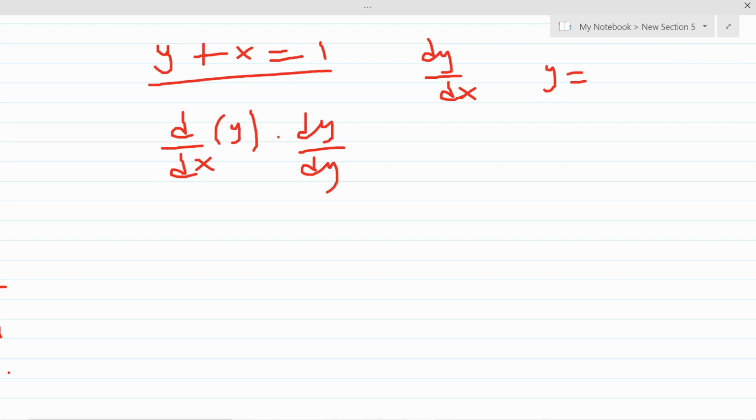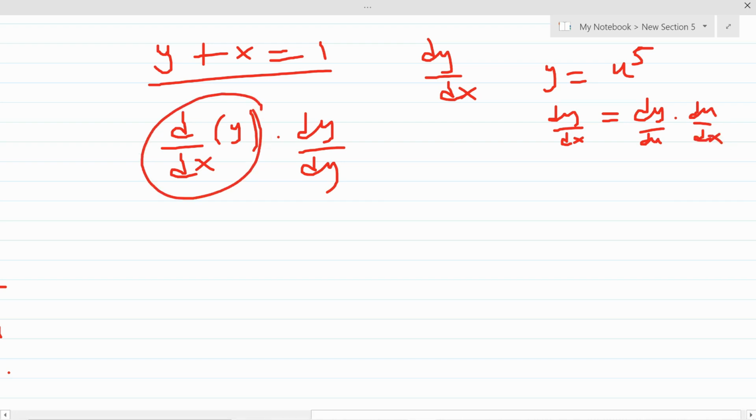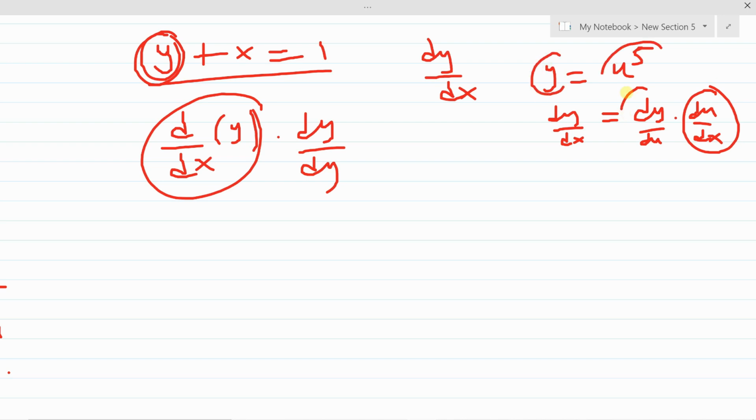Something like y is equal to u to the power 5. We have dy/dx, differentiating this side, equal to the differential with respect to u, so dy/du times du/dx. The same thing here: this is a dy/dx, which is the same as du/dx, because here our u is in terms of y, but it's the same y that we are finding. Then you find the differential of this y with respect to y, but here y is also dependent on x. So we find the differential of y with respect to y, times the differential of y with respect to x.